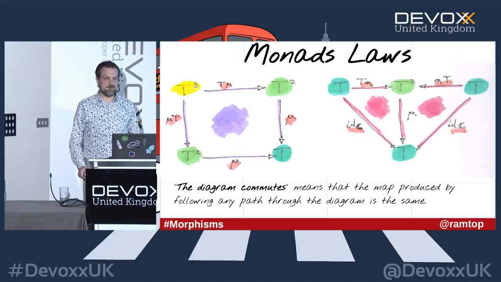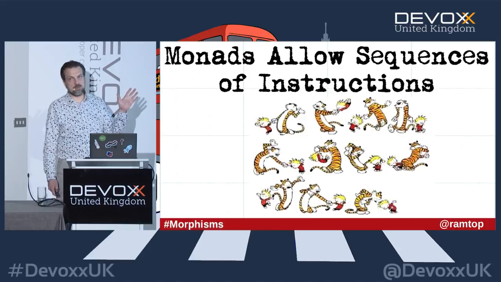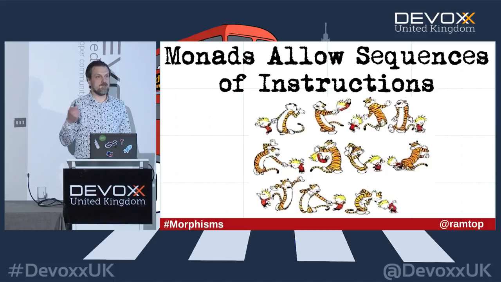But OK, this is the diagram that gives you an idea. But let's see the actual code. But before the actual code, let's remember why we care about monads. Because monads allow sequences.